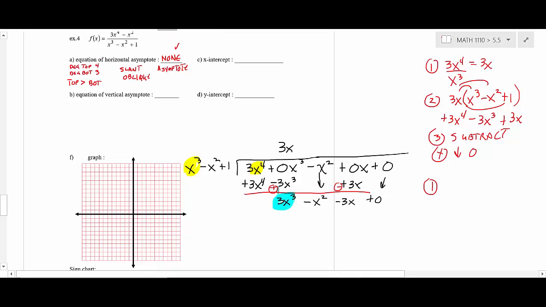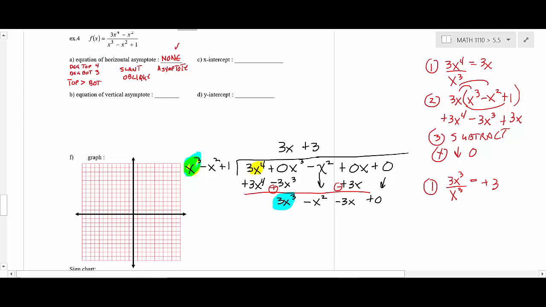3x to the third and x to the third. That's all you look at when you do that division step. So we're going to do 3x to the third divided by x to the third. So what is that? That's 3. That's a positive 3. So you want to put the positive 3 result like there.